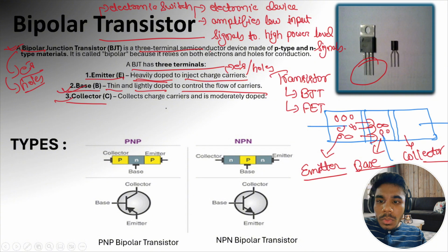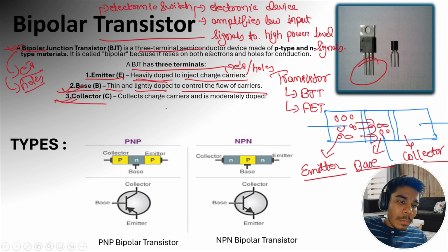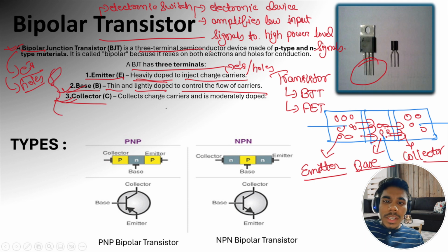So let's move to the next one, that is the collector. The collector is the region that collects the carriers and is moderately doped. The carriers present in the base region will move to the collector region, and it is moderately doped as compared to the other two regions. So these are the three regions present in our transistor.